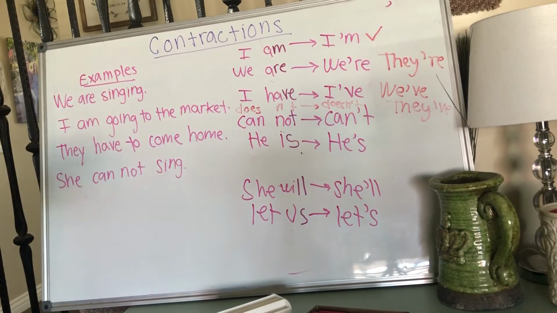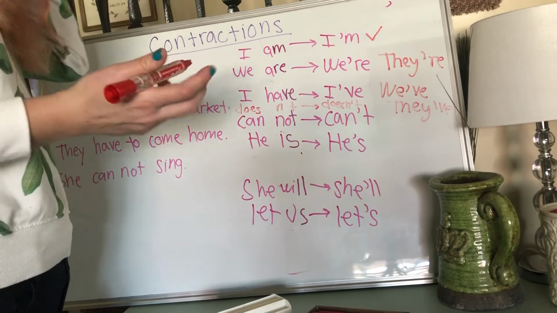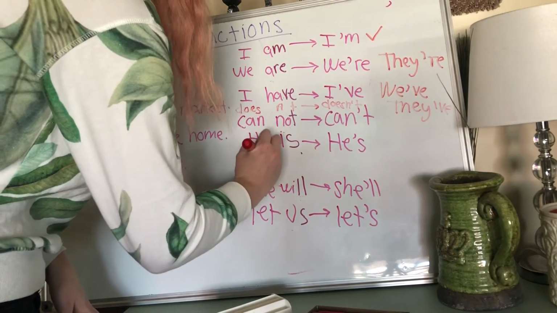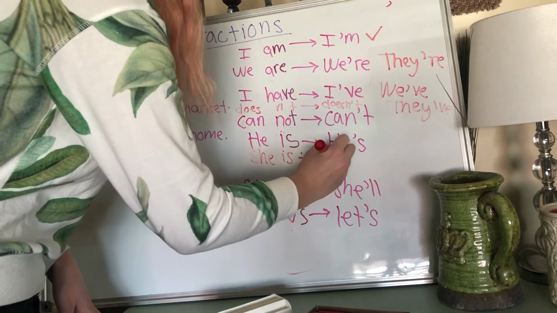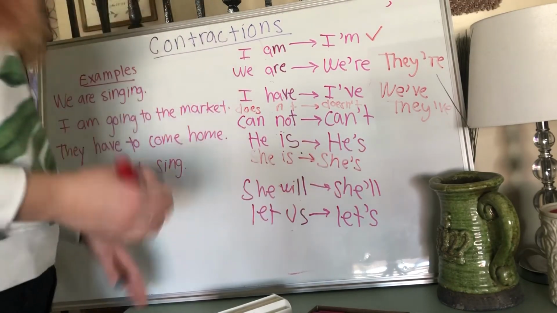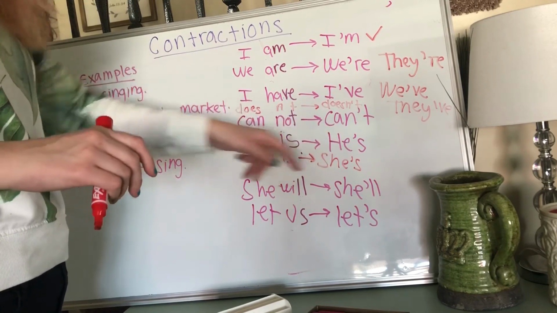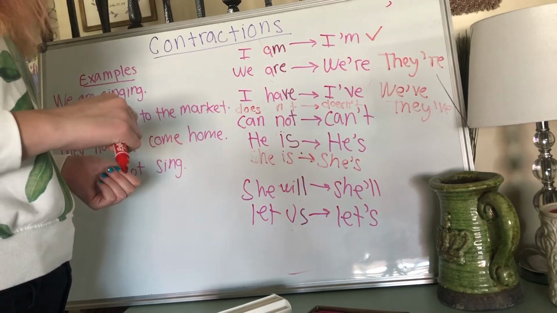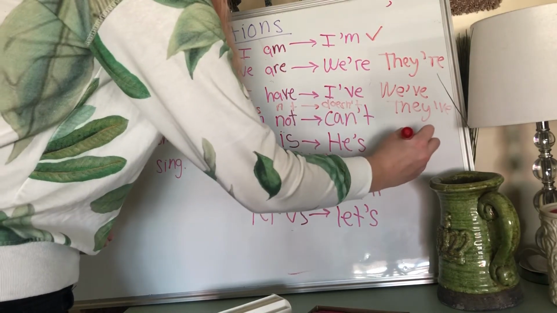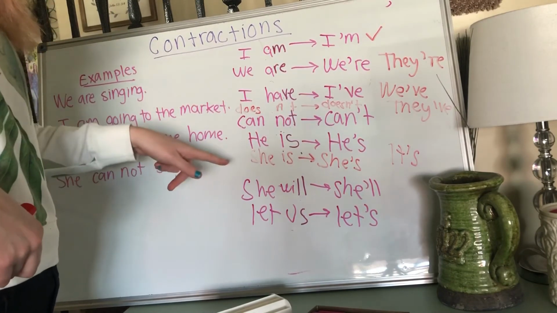Okay, and then he is can be so many things. Most commonly would be she is, right? He is, he's; she is, she's, okay? And any word that can have an is after it that's a noun, you can do this contraction, okay? It is is another example, which would just be it's. It is, it's.